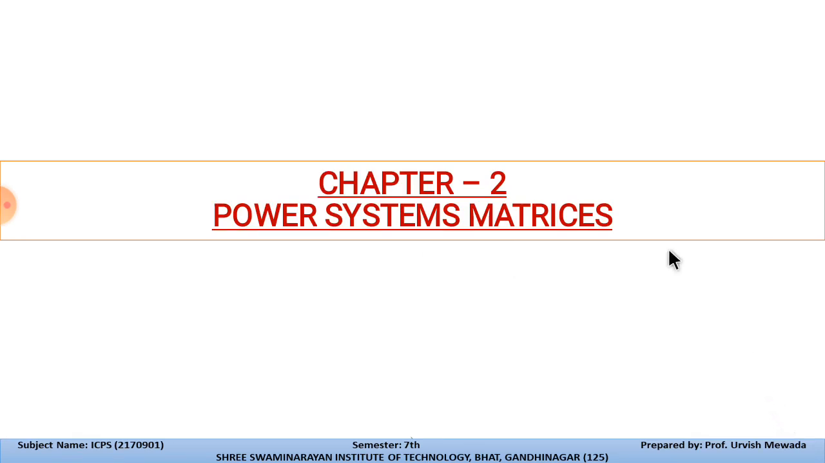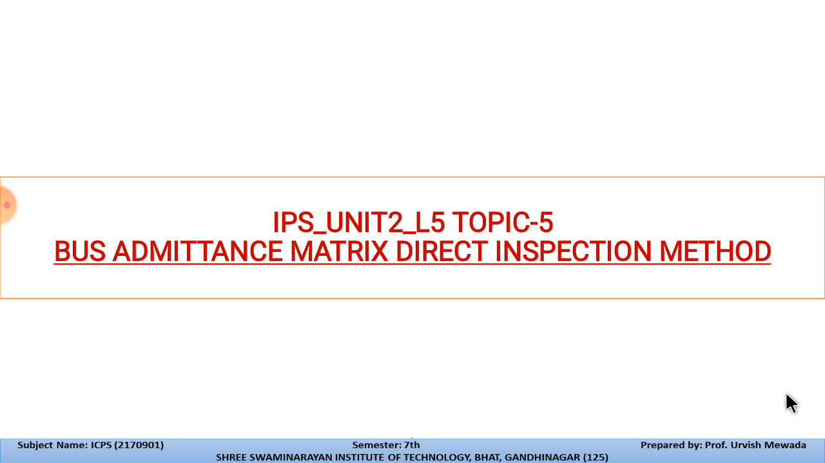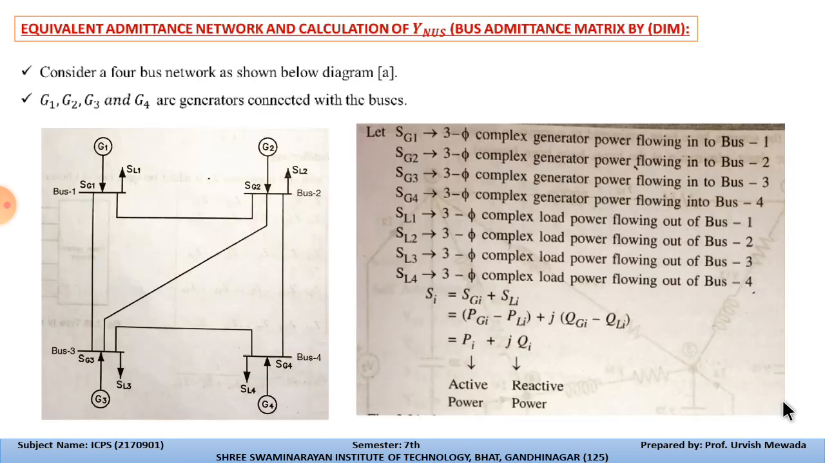Students, in chapter number 2 till today, we discussed the Z-bus algorithm and the examples related to the formation of the Z-bus algorithm. Now, this is our lecture number 5 for unit number 2, and today's topic is bus admittance matrix direct inspection method. Now let us discuss how we can form the bus admittance matrix, and how we perform the direct inspection method.